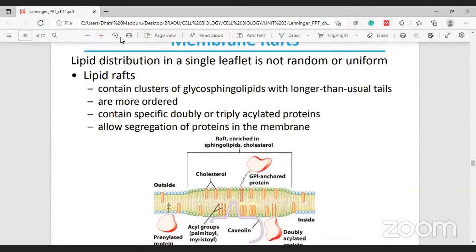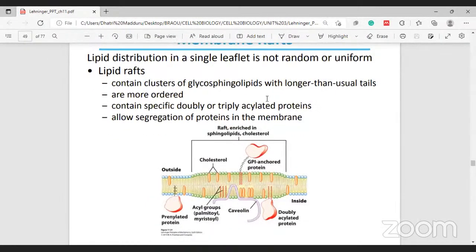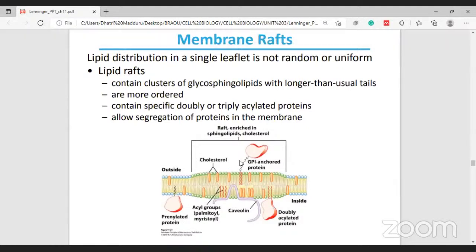Then we have membrane rafts. Membrane rafts are nothing but a cluster of glycosphingolipids. So the lipid distribution in the single leaflet is not random or uniform. In some portions you have thick lipid layers. See here, it is not in the same level. You can see a thick portion from here to here, green color, right? So they are called lipid rafts.